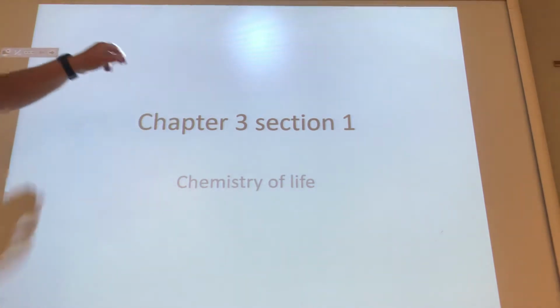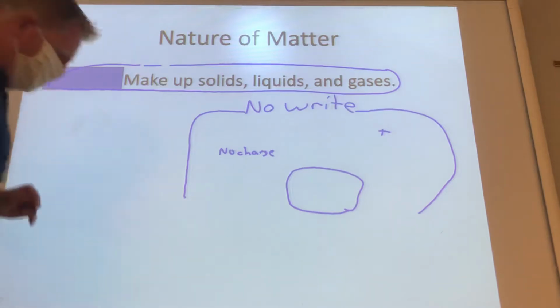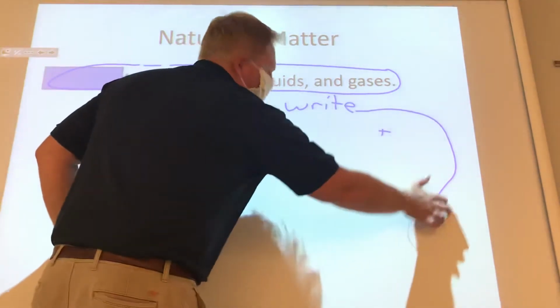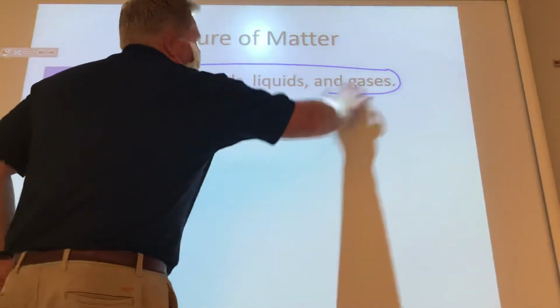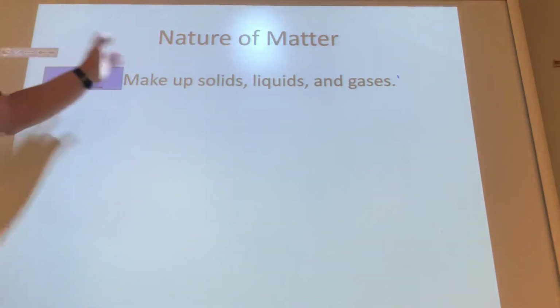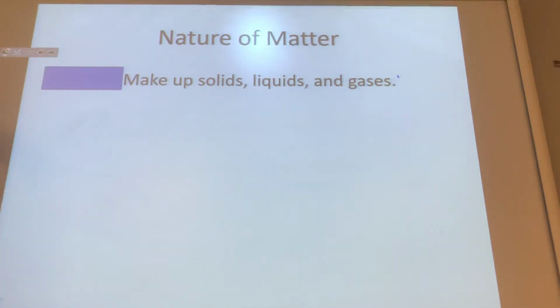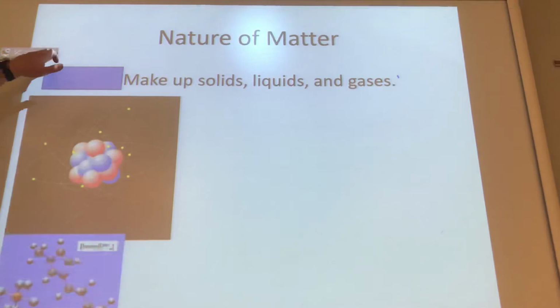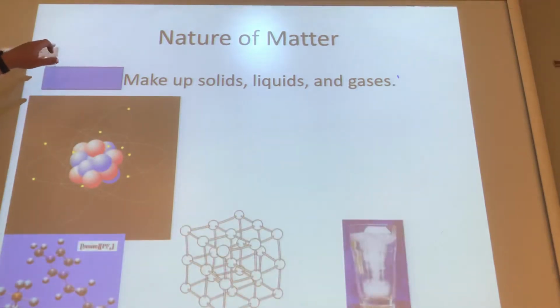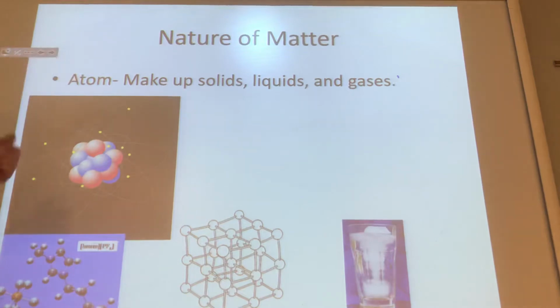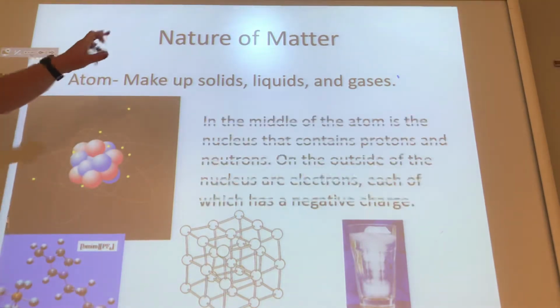But Chapter 3, Section 1. Now here's where we are starting having all the fun of everybody in and out and everything else. Nature of matter. Made up of solids, liquids, and gases. Here's examples of each. All matter is made up of atoms. They make up solids, they make up liquids, they make up gases. They are the small little things with protons and neutrons in the middle and electrons on the outside.